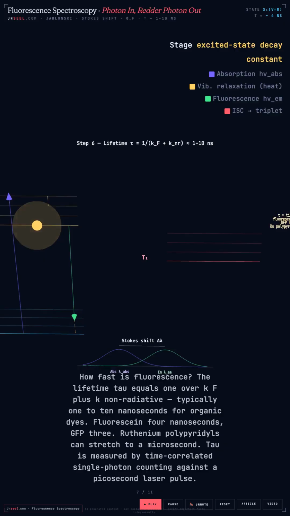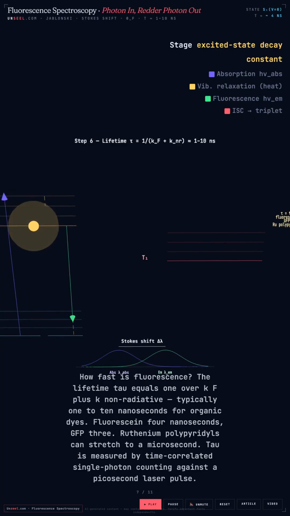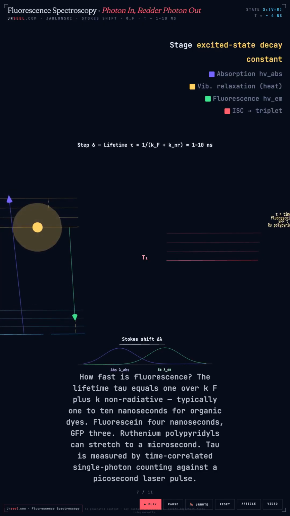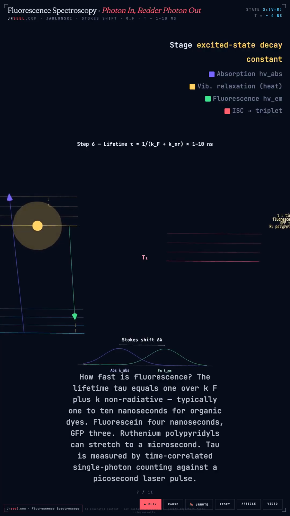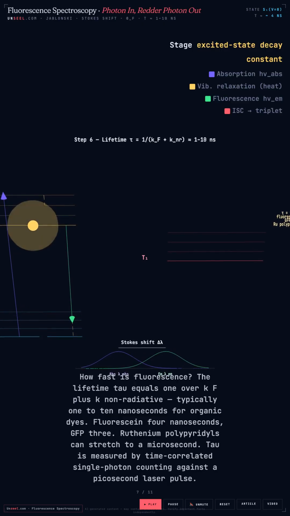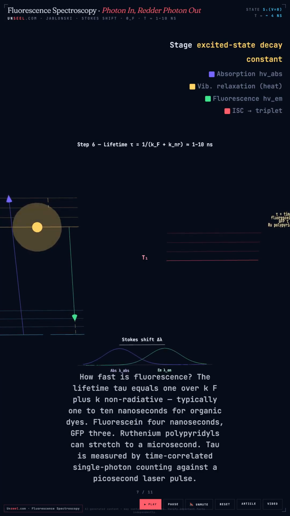How fast is fluorescence? The lifetime tau equals 1 over kF plus k nonradiative, typically 1 to 10 nanoseconds. For organic dyes, fluorescein 4 nanoseconds. GFP 3. Ruthenium polypyridyls can stretch to a microsecond. Tau is measured by time-correlated single-photon counting against a picosecond laser pulse.